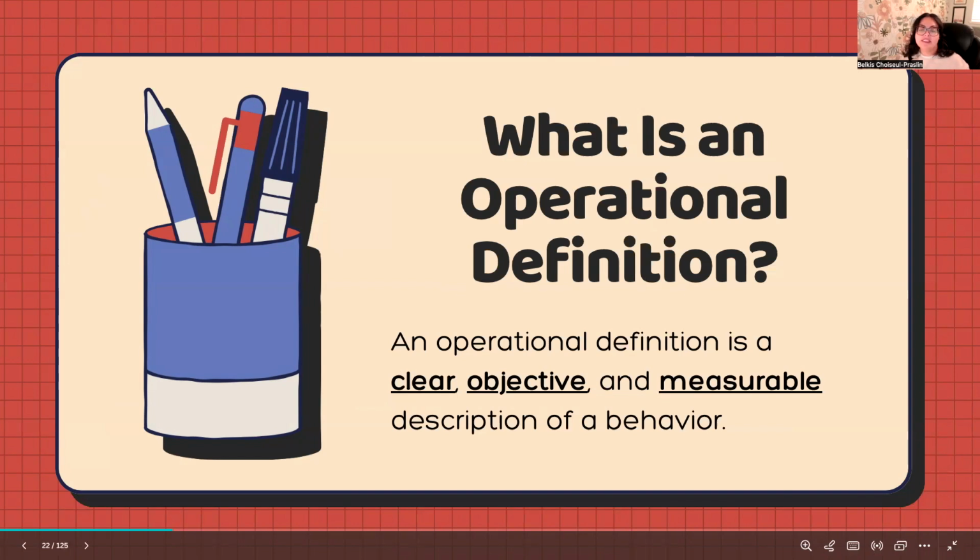That second version is much more specific and observable than just saying the student was being disruptive. In the second example there, we could also count how many times that behavior happens or how long it actually lasts. And that's the power of an operational definition. It helps us measure behavior so that we can support students more effectively and efficiently.